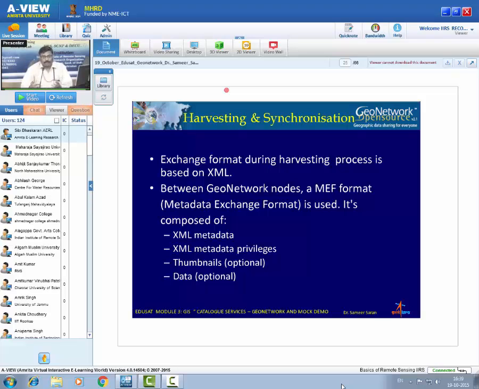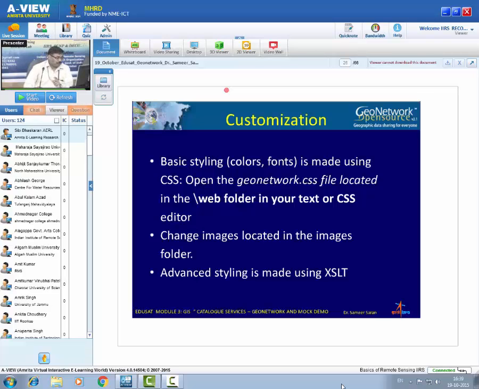So XML metadata, privileges, thumbnails, data, everything is contained in it. Even if you don't want to generate the metadata of a particular raster or vector in GeoNetwork, you can bring the MEF format from any native GIS software, and you can insert that MEF file in GeoNetwork for the particular raster or vector data.